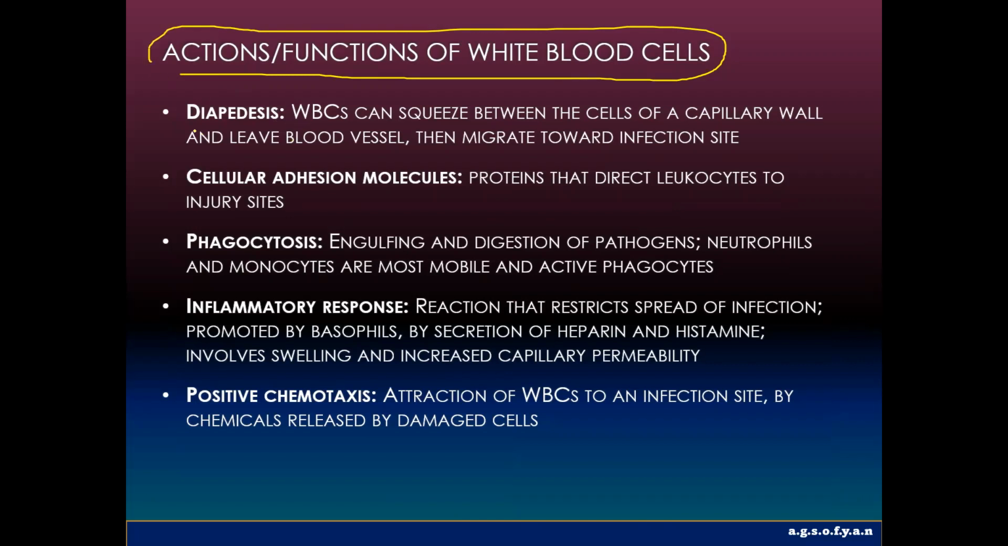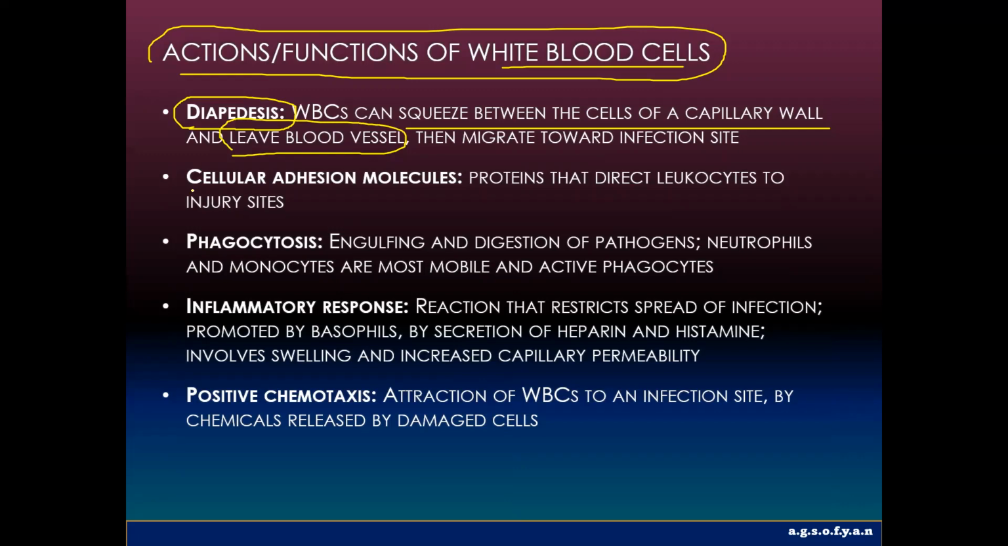They're able to move from blood vessels, from outside the blood vessel, into the damaged area. So this process is called diapedesis. Okay, diapedesis is the ability of white blood cell to squeeze or move between the cells of the blood vessel wall, and they can leave the blood vessel and go to the damaged tissue. This is the ability of white blood cell, called diapedesis.